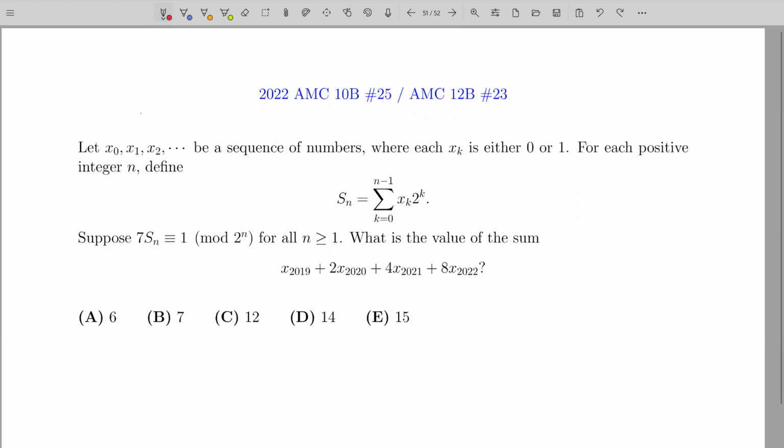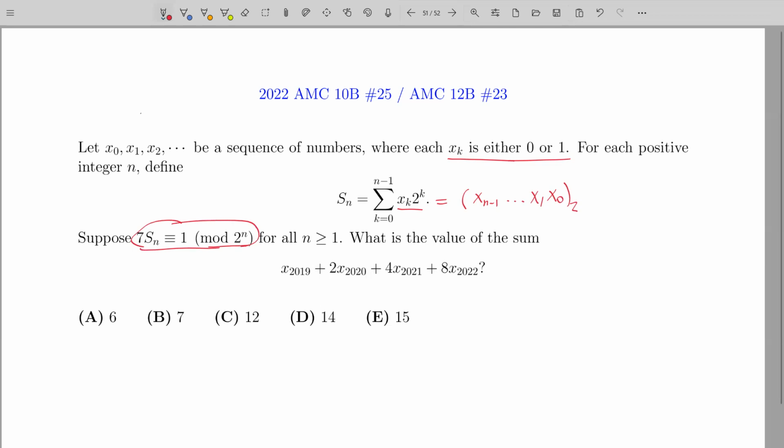Okay, so we have these coefficients xk, which are always 0 or 1, and we're multiplying them with 2 to the k and adding over k. So this suggests using binary expansion. We can write this as xn minus 1 ... x1 x0 in binary notation. All right, and we have this weird condition, 7Sn is congruent to 1 modulo 2 to the n.